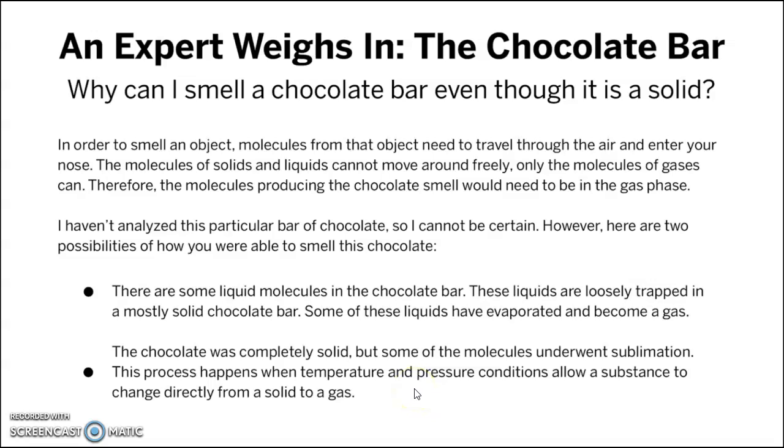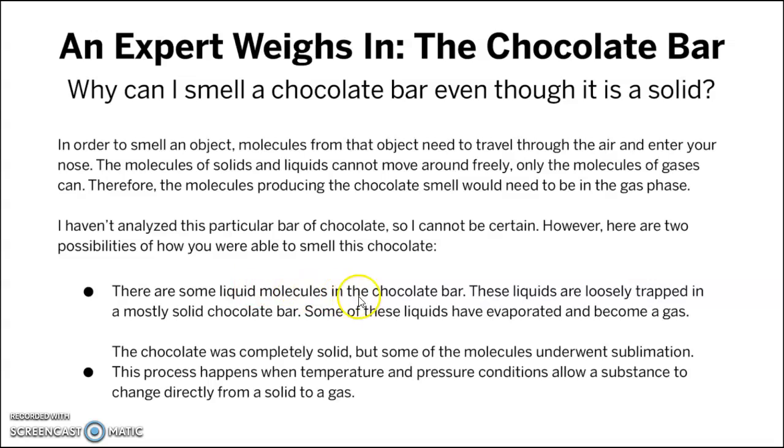Now, if we look at the chocolate bar, why can you smell it? In order to smell an object, molecules from that object need to travel through the air and enter your nose. The molecules of a solid and liquid cannot move around freely, and only the molecules of gases can. Therefore, the molecules that produce chocolate smell would need to be in the gas phase. I haven't analyzed this particular chocolate bar, so I cannot be certain. However, here are two possibilities of how you are able to smell the chocolate.